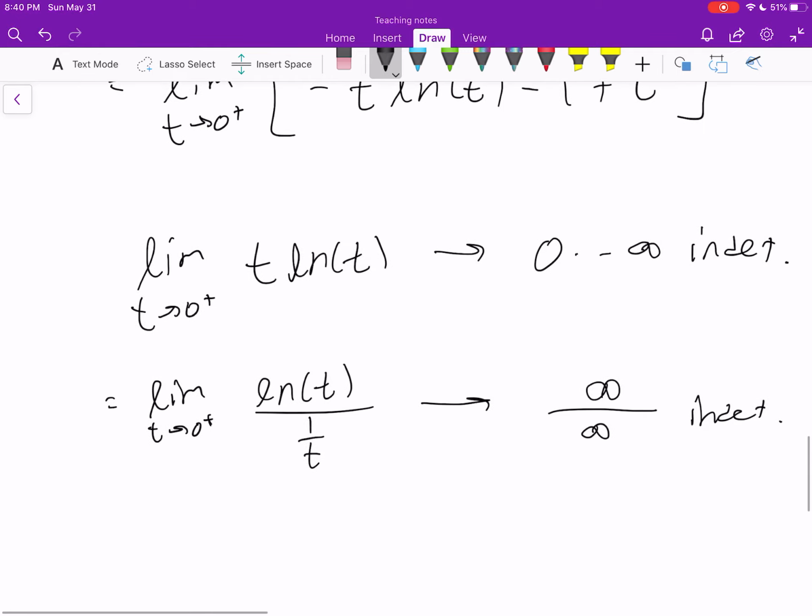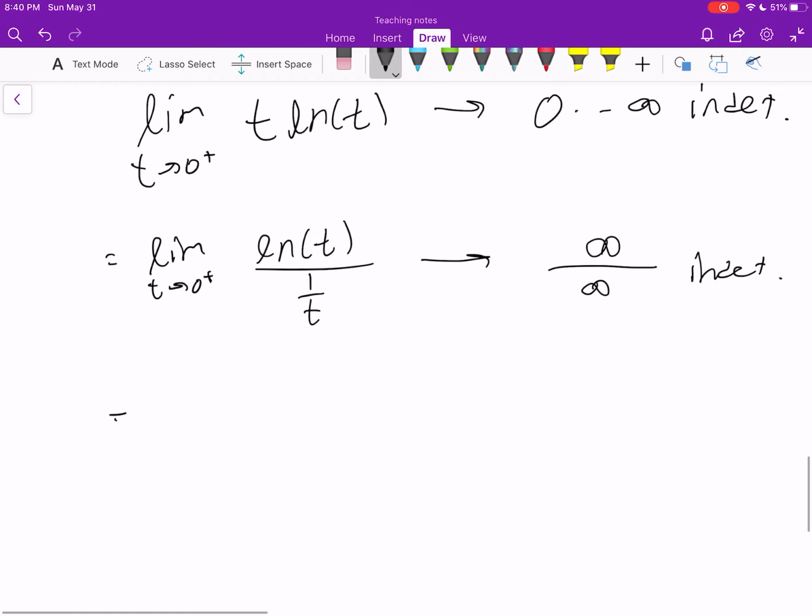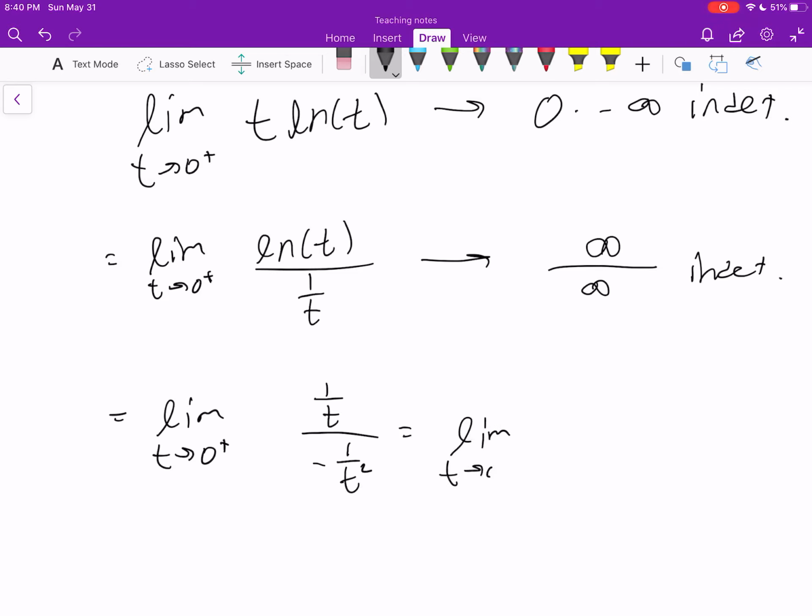We're allowed to use L'Hopital's here. So this is the limit as t approaches 0 from the right. The derivative of ln of t is 1 over t. The derivative of the bottom is -1 over t squared. This is the limit as t approaches 0 from the right, and I just simplify. I get -t. And this limit is 0 in this case.